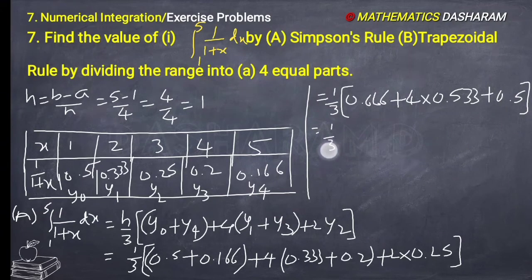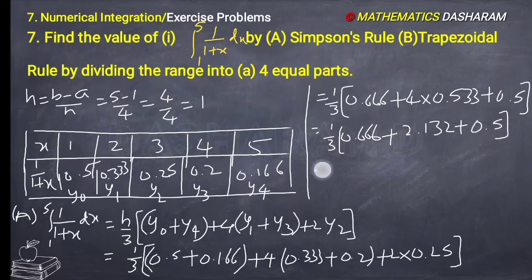Next it is equal to 1 by 3 bracket of 0.666 plus 4 into 0.533 is 2.132 plus 0.5. So it is equal to 1 by 3 into the addition of these three decimal numbers, which is 3.298. So then the final answer is 1.099. This is our required answer.